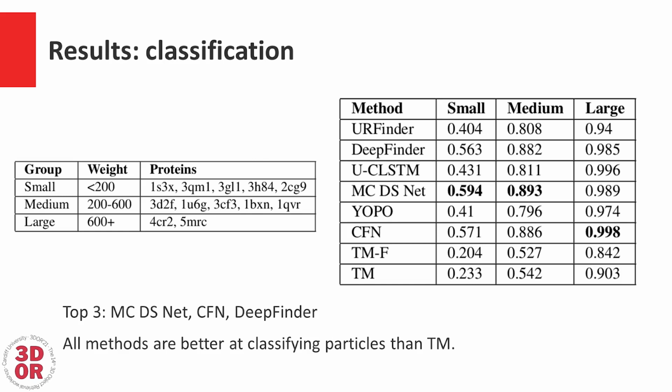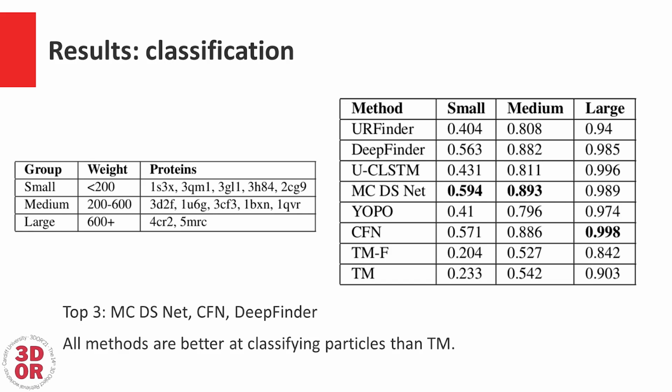For classification results, we have grouped the particle classes by their molecular weight. Small for particles less than 200 kilodaltons, medium up to 600, and large starting from 600. We can see that all large particles are well classified by all methods, including template matching.